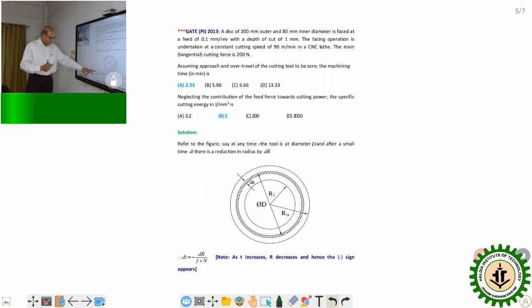Now see, I have incorporated one minus sign because as t increases, that means with the passage of time, the r value keeps on decreasing. Usually for any circle or circular arc, how do we specify the arc? With respect to the center. From the center, how much it is traced. But the machining is carried out from the outer towards the center. That is why I have taken the negative sign.